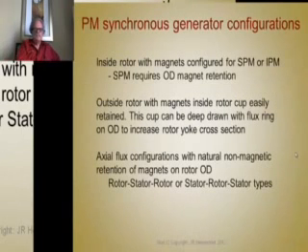The various configuration options are inside rotor with magnets configured as SPMs or IPM. Of course, we've talked about that. SPMs require retention, or outside rotor generators can be built just like outside rotor motors with a rotor cup, which retains itself. The rotor cup is self-retaining.